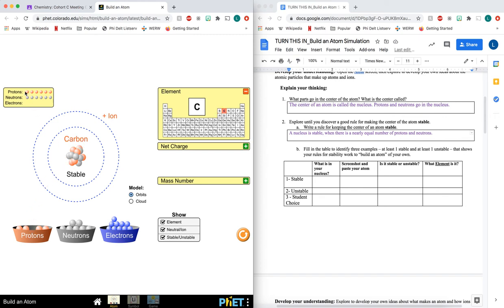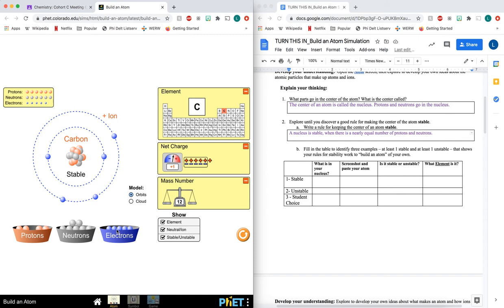So this carbon has 6 protons, 6 neutrons. It's got a mass number of 12, and its charge is plus 6. So I'm going to put in electrons to make this a neutral atom. This isn't required for this part of the question, but I'm just doing it. So when we have an equal number of electrons and protons, we get a balanced charge. So what's in the nucleus? Protons, 6, neutrons, 6. Screenshot of your atom.